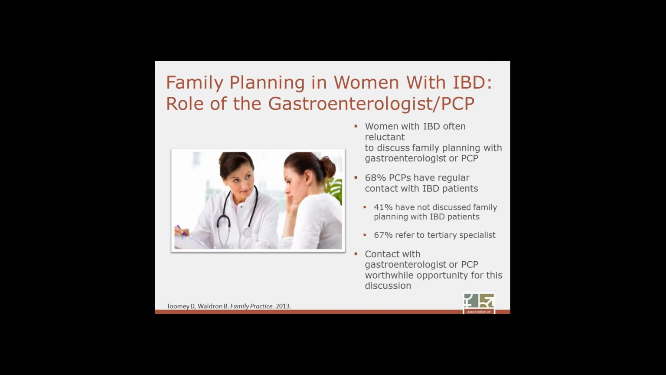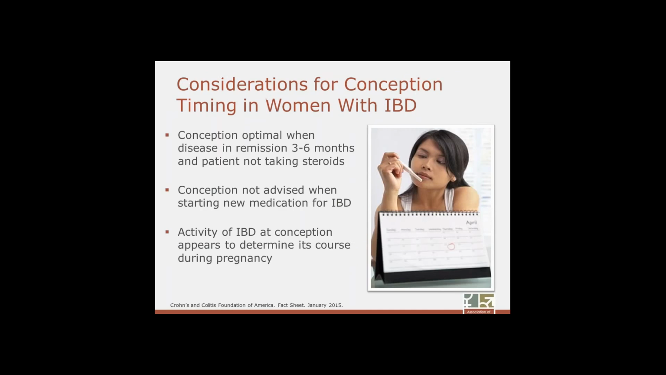But unfortunately, most IBD patients are not going to initiate this conversation, and so it's really up to the provider to talk to the patient about these issues and initiate the conversation and visits. So in addition to considering the issue of timing of pregnancy, ideally when disease is in remission for 3 to 6 months and the patient's not taking steroids, it's also important to consider prevention of unplanned pregnancy when a new medication is being started for IBD, because we're not entirely sure how that's going to work and whether it's going to control her symptoms as well.